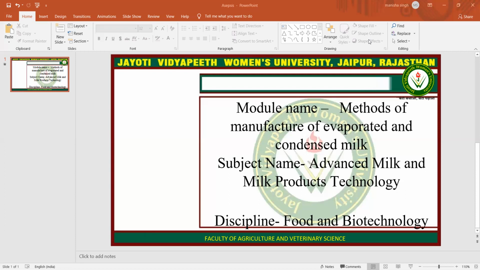Then after sterilization, there is a step known as cooling. The evaporated milk is immediately cooled to 24 degrees Celsius. Delay in cooling may lead to bulging of cans.